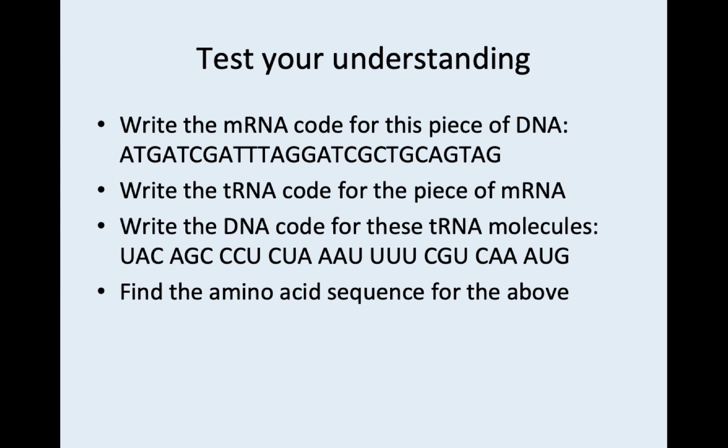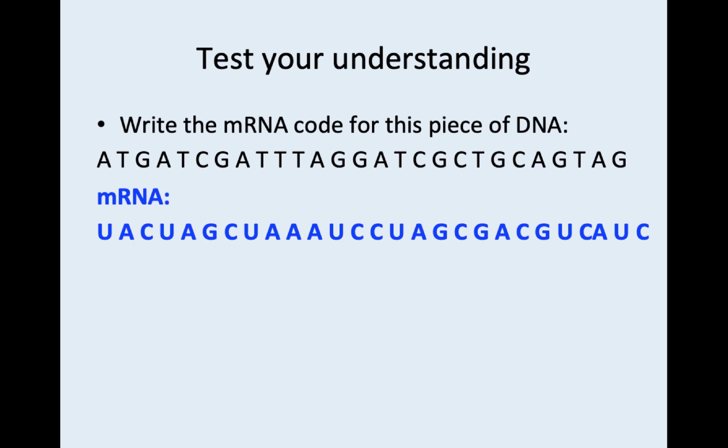All right, so here is the messenger RNA for the piece of DNA. Let's just look at the first six or so. When you've got an A, you're going to put a U. Whenever you've got a T, you're going to put an A. Whenever you've got a G, you're going to put a C. Whenever you've got an A, you're going to put a U, etc., etc.